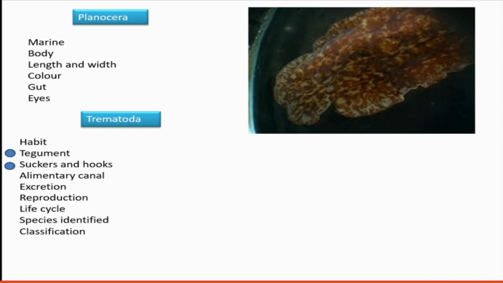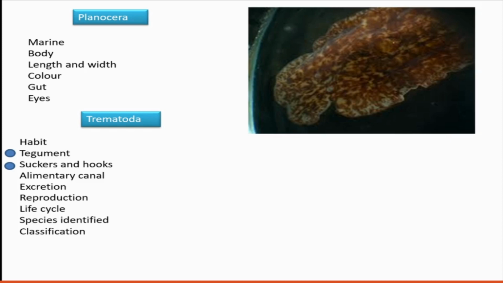Then lengthwise, adults grow up to 35 millimeters in length and 20 millimeters in width. Regarding the color, the dorsal surface is pale yellow with brown reticulations. Reticulation means net-like lines are there. Regarding the gut, a highly branched gut is present in this organism, and the branched gut ends in marginal dark spots, present at the end of the branches of the alimentary canal.